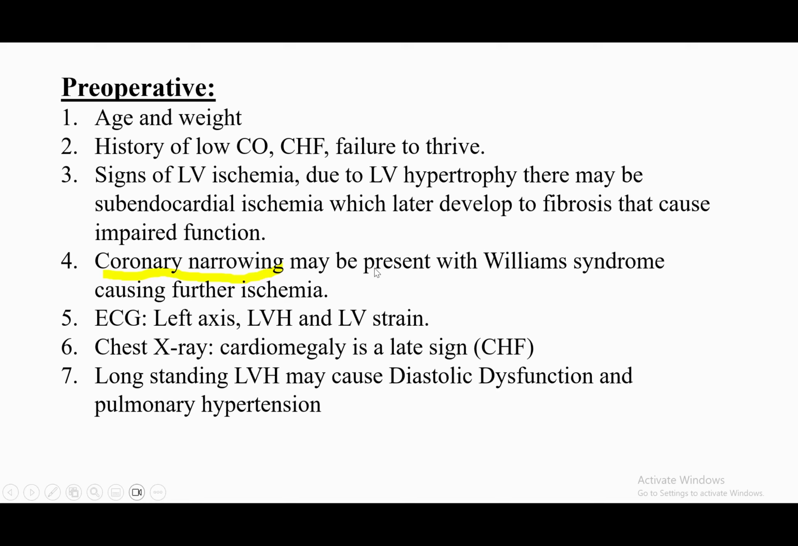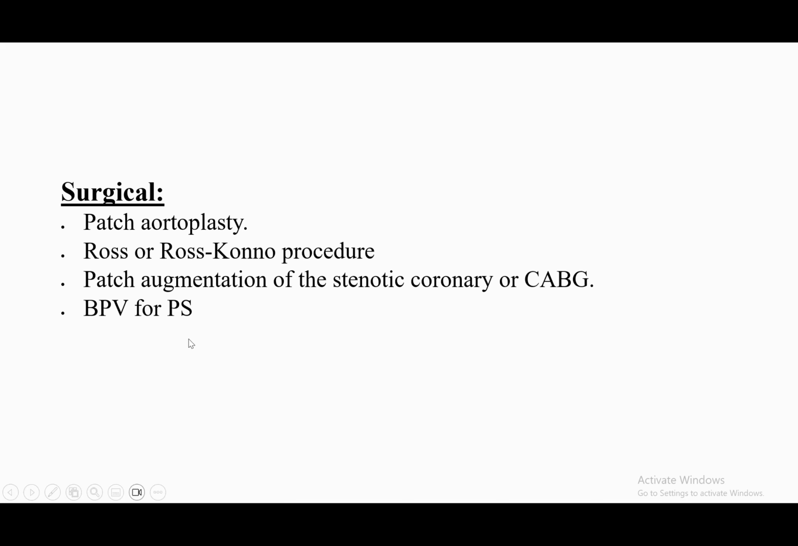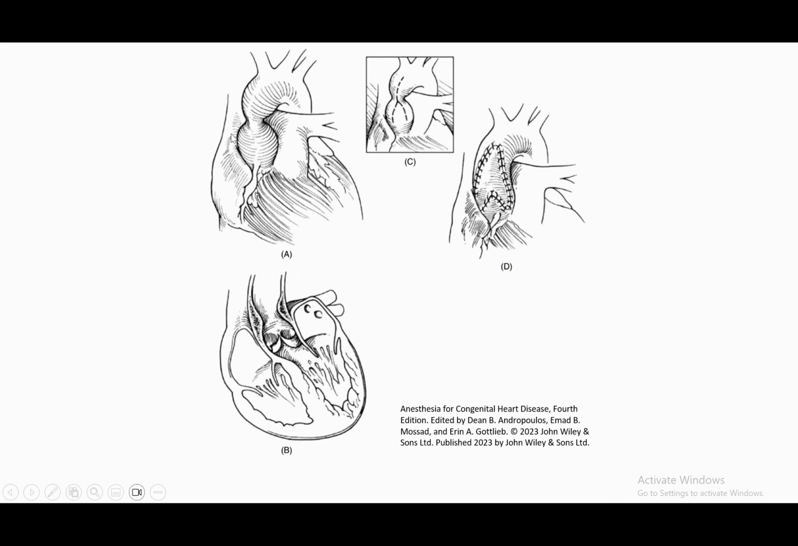Surgically, we increase the diameter of the aortic valve by a patch annuloplasty, Ross or Ross-Konno procedure, patch augmentation of the stenotic coronary, or CABG. For pulmonary stenosis, balloon pulmonary valvuloplasty or surgical correction. This is a supravalvular aortic membrane. We put a patch here, and this is the most common treatment or management for these patients.